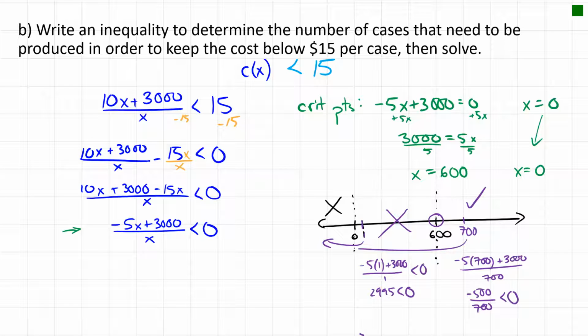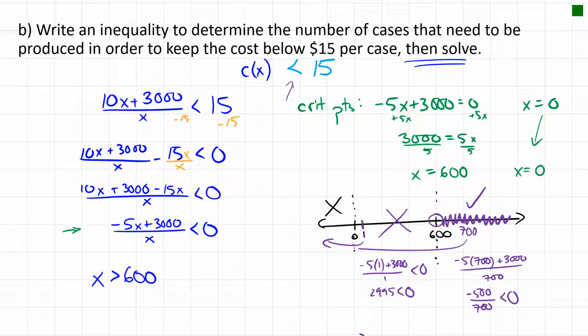600 itself will not be an acceptable solution because we know that this has to be less than 15 and not equal to 15. So because of that less than, we exclude 600. And so it's every value to the right of 600. So because this is a word problem, we could either write our answer as an inequality. So we could say x is greater than 600. But even better than that, we should interpret that or write it as a sentence.